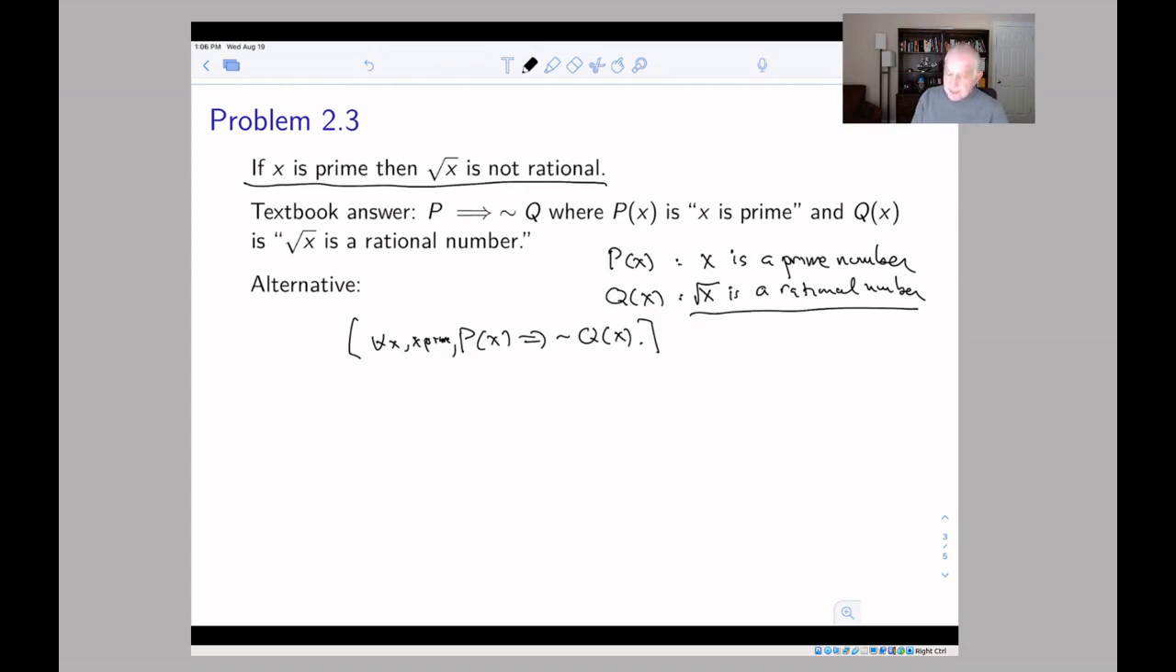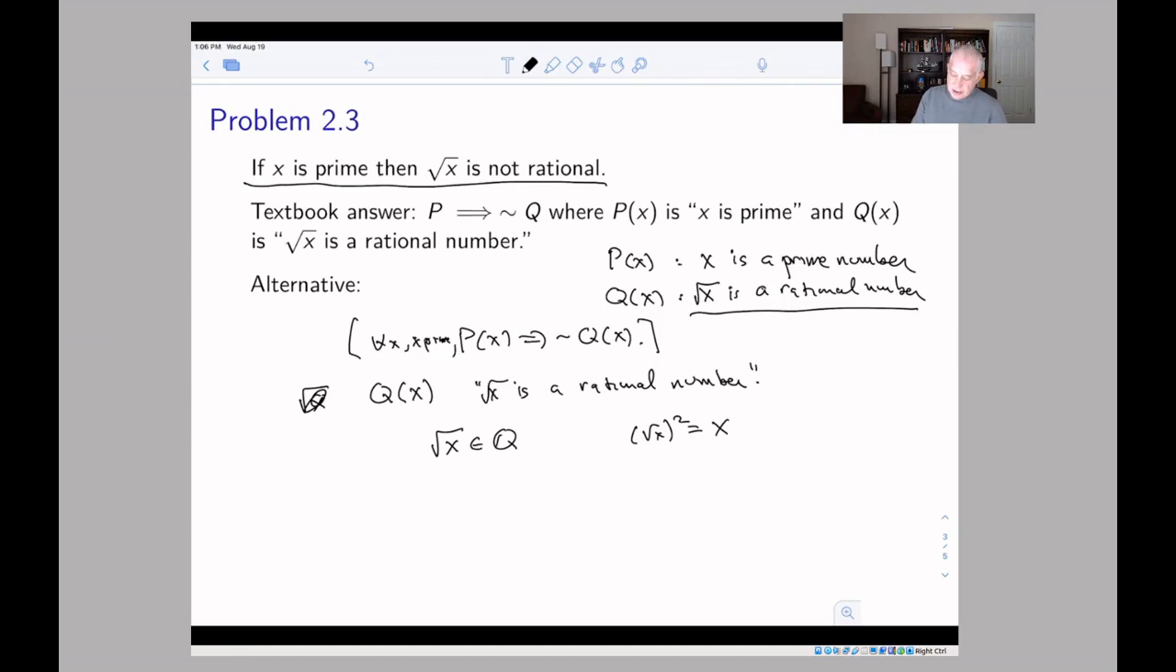a rational number. How do you express that in logical terms? What does it mean to say that square root of x, let's look at this statement more closely. Q of x means square root of x is a rational number. This is actually an existence statement, because what does it mean to be a rational number? It means that the square root of x belongs to the set of rational numbers. But what does it mean to be the square root of x? It means that the square root of x squared equals x.